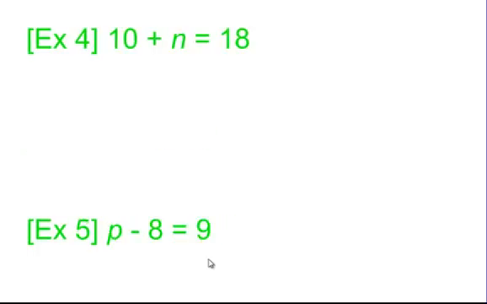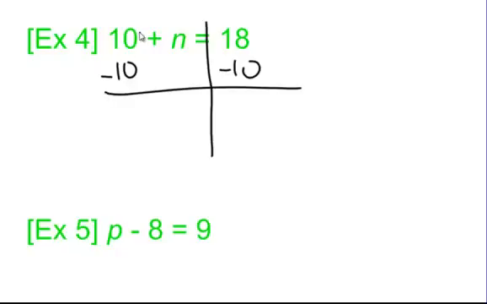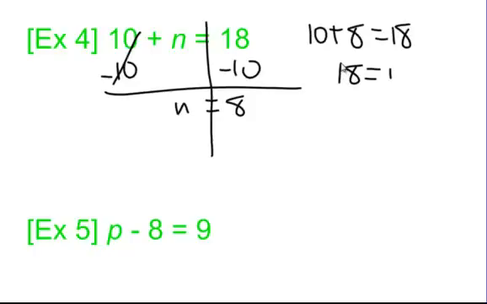Okay, welcome back. So we have 10 plus n equals 18. Drawing a line down the middle to separate each side of the equal sign. Whatever I do on this side, I have to do on that side. It's addition, so I'm going to subtract 10. Subtract 10. That cancels. We get n equals 8. Let's check ourselves. 10 plus 8 equals 18. Yeah. 10 plus 8 is 18. 18 is 18. We're good.